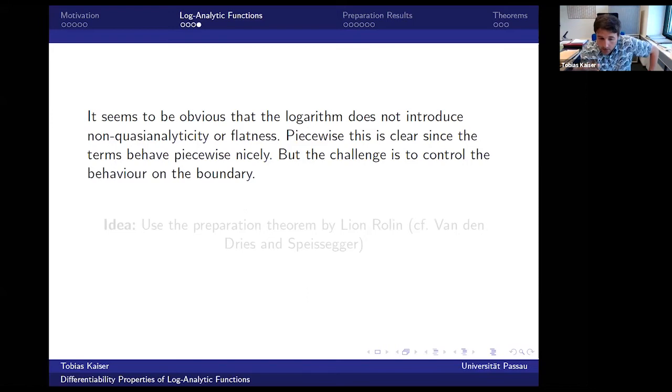And now from this point of view of analysis, it seems to be obvious that the logarithm does not introduce non-quasi-analyticity or flatness. Piecewise, this is clear since the terms behave nicely piecewise. But the challenge is to control the behavior on the boundary, so where these pieces come together.